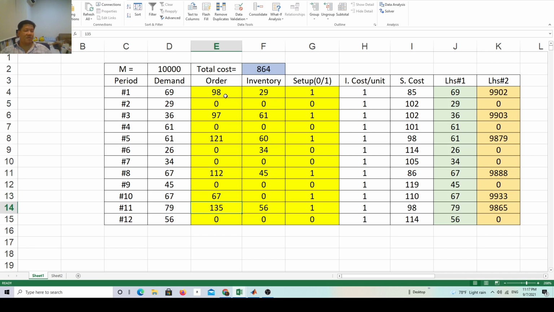6 times. The first time you place an order to cover the first 2 periods. The second time you place an order to cover 3 and 4. And then the third time you cover 5, 6, 7. And the fourth time covers 8 and 9. And then you place an order just for the 10th period alone. And the last placement is to cover the last 2 periods. And the total inventory cost, holding cost and setup cost is 864.